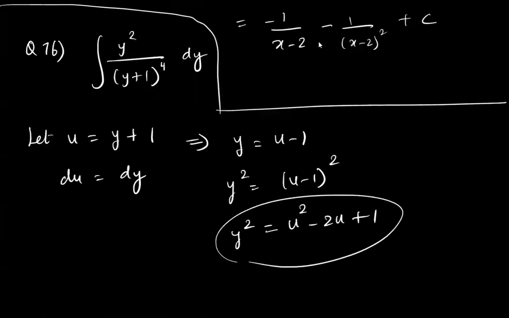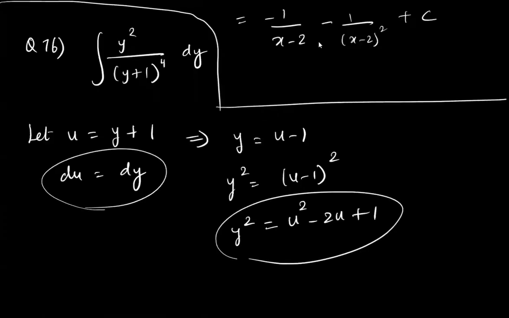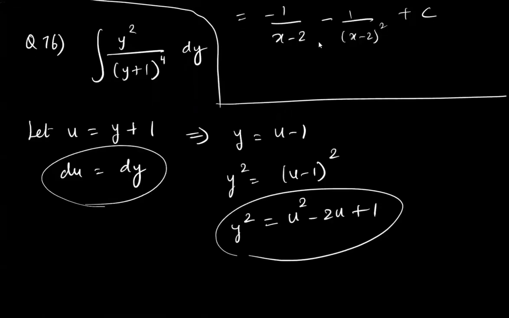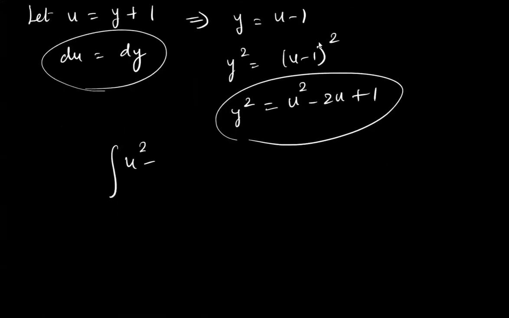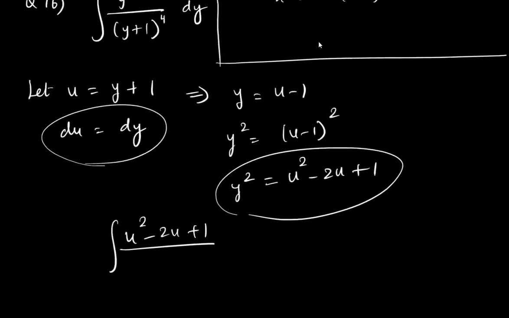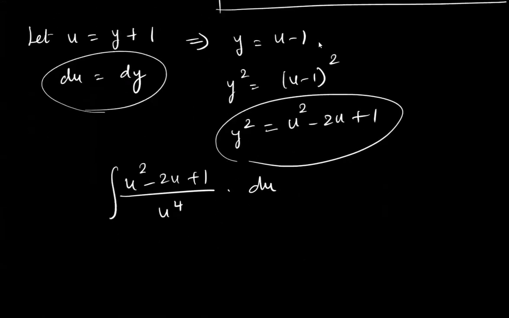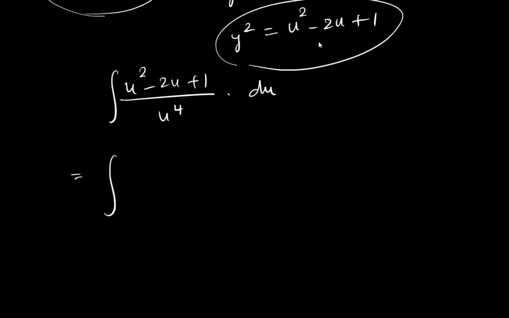So we are going to do all of these substitutions into our problem. So y squared becomes u squared minus 2u plus 1 over y plus 1 to the power of 4, which is u to the power of 4, and dy becomes du. Then I simplify them by separating them out.